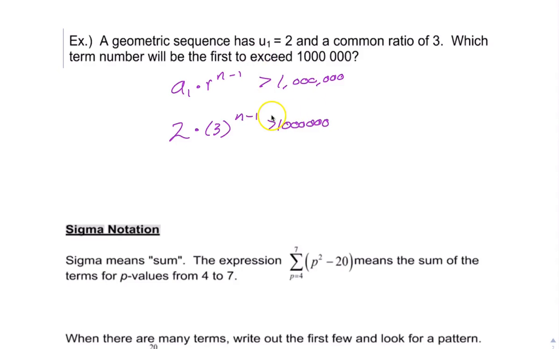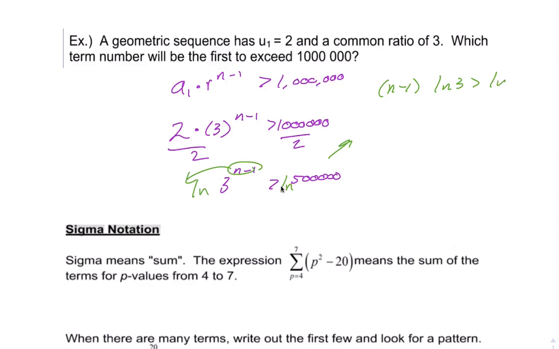Well, this is just an algebra problem. I have to solve for this thing up here. Remember, the way we solve with variables on top is we either find the common base, or we take the natural log of both sides. In this case, we're going to do that, but first we get rid of this 2. So I get 3 to the n minus 1 is greater than 500,000. Now I have to get rid of the base here because I cannot get these to match. So I'm going to take the natural log of both sides. That lets me bring this n minus 1 down. So I have n minus 1 times natural log of 3 is greater than natural log of 500,000.